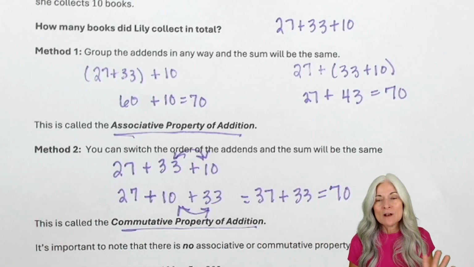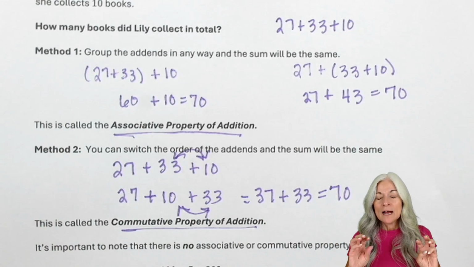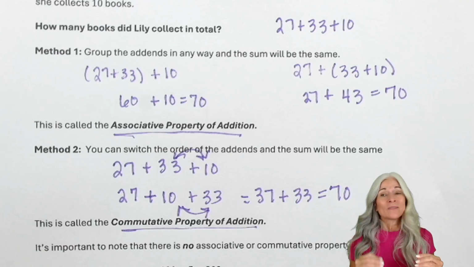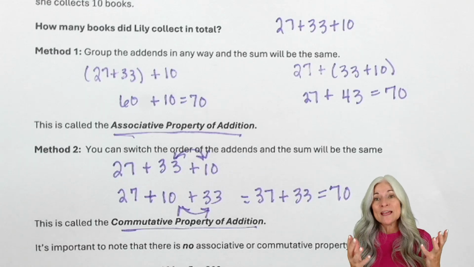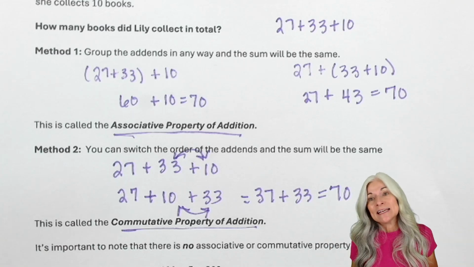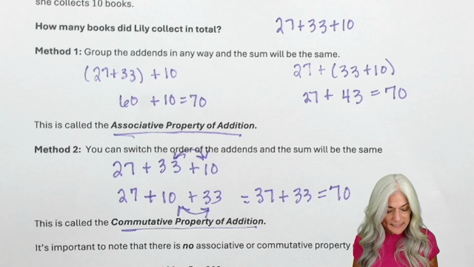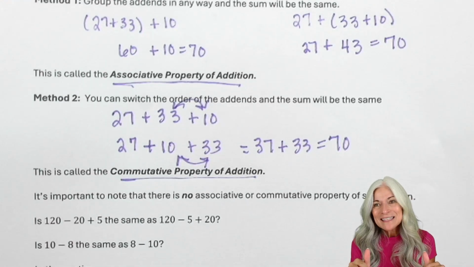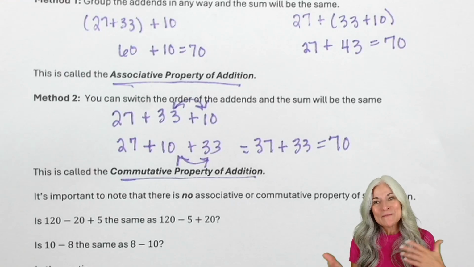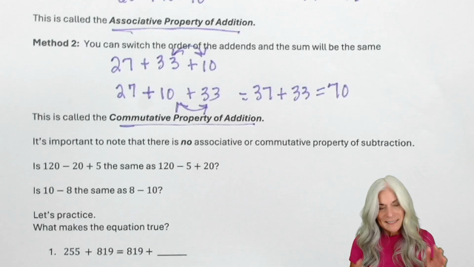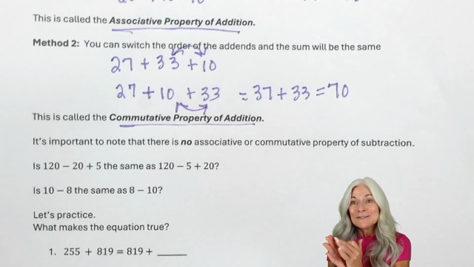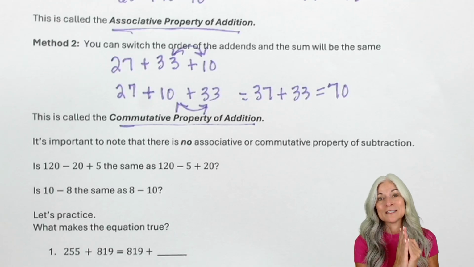At this level, they're not going to be expected to identify that particular property. They're just expected to know they can use it to make it easier for them to find sums. So now your students are not going into this, but it's just something I wanted to talk about with the parents: it is important for us as adults to note that there is no associative or commutative property of subtraction.